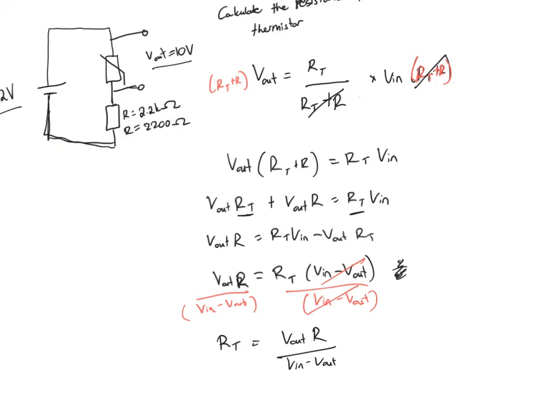gives us, once I start placing the numbers in, V out is 10 times the resistance of the resistor 2200 divided by V in minus V out, which is 12 minus 10. So what we have is 22,000 divided by 2, which is 11,000 ohms.